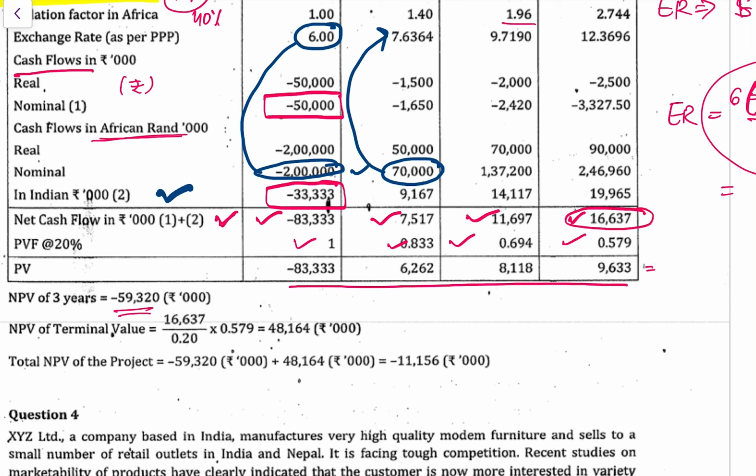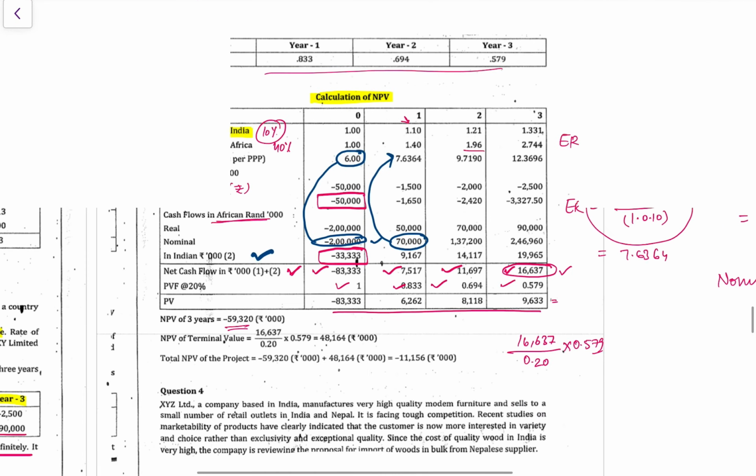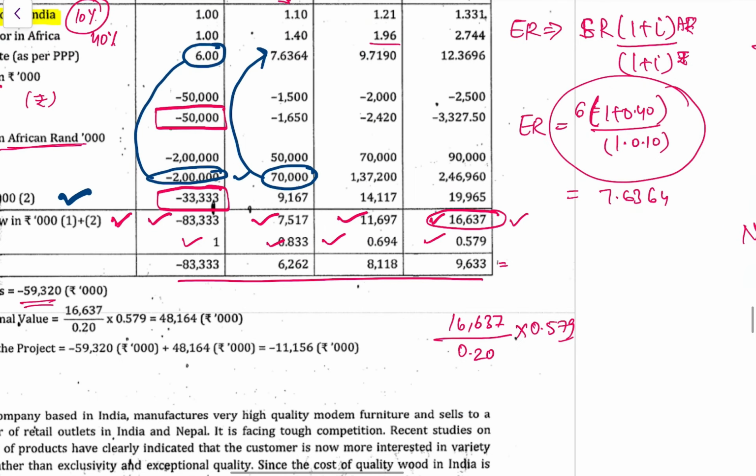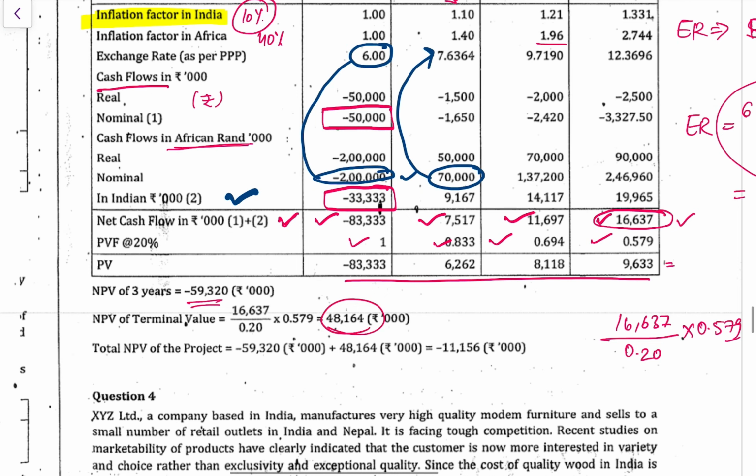We also calculate the value for the last year. It's not nil, so we have to. Now, this value 16,637 is at my 20% discount rate, right? I will take its present value, which will be the present value factor of the last year, 579. Okay, I am getting 48,164. So my total NPV of the project is negative, so I should not accept this project, therefore I should reject it.